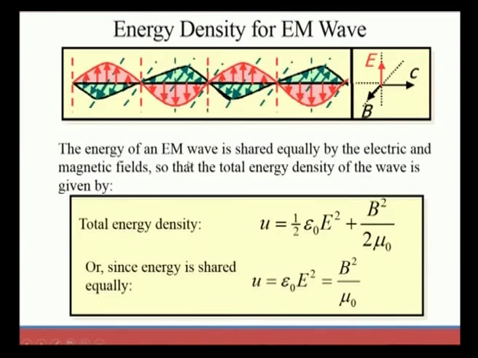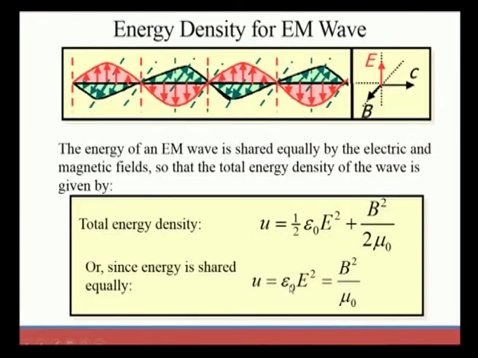Finally, the electromagnetic wave has a total energy density, having both the electric field and the magnetic field, which we previously derived. The sum of the two is the total energy density, that is u is equal to 1 by 2 epsilon naught E square plus B square divided by 2 mu naught. Since this energy is shared, this is also equal to u is equal to epsilon naught E square, that is equal to B square divided by mu naught. This will always be equal, because the electric field and magnetic field share the energy with each other, which is why we can have this equation also.